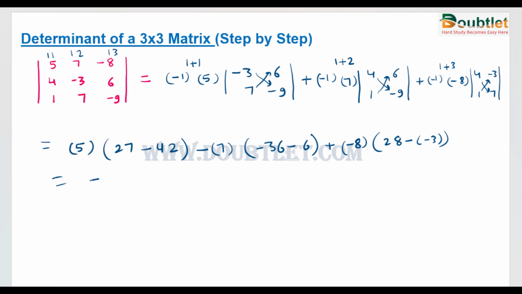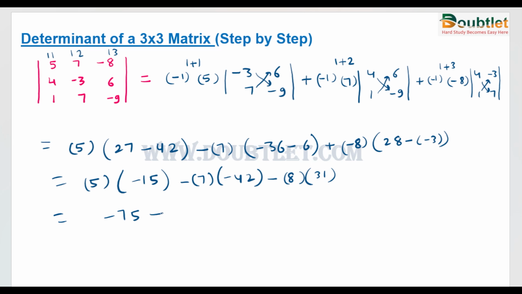So if we will solve this, what we will get? This will become minus 15, this will become minus 42, and this will become minus 8 times 31. So if we will solve this, this will become minus 75, this will become 294, and this will become 248. So if we will solve these, we will get the answer as minus 29. So this is the value of this 3 cross 3 determinant.